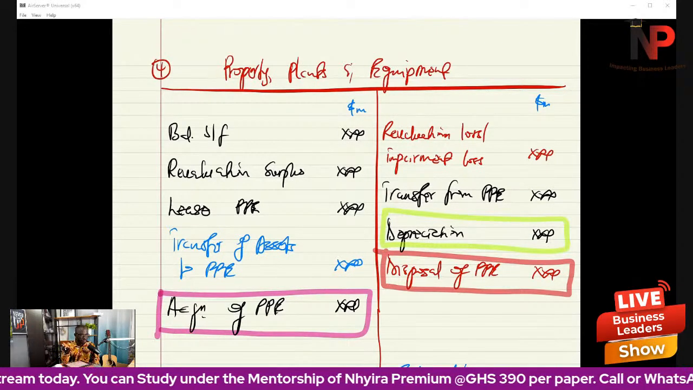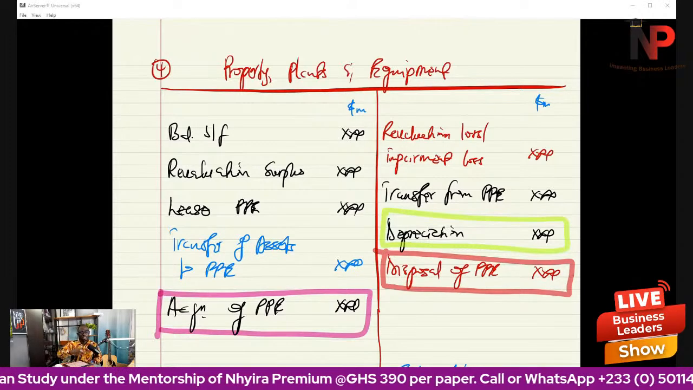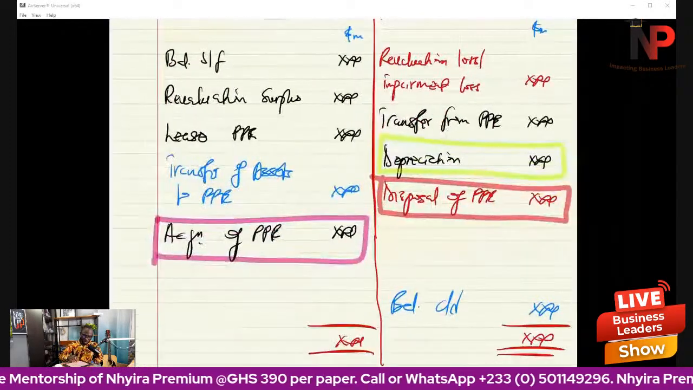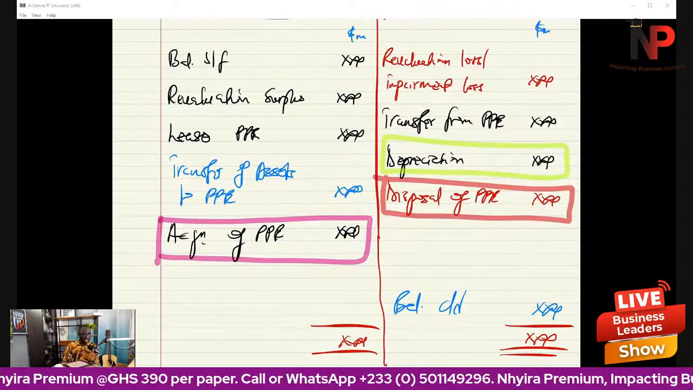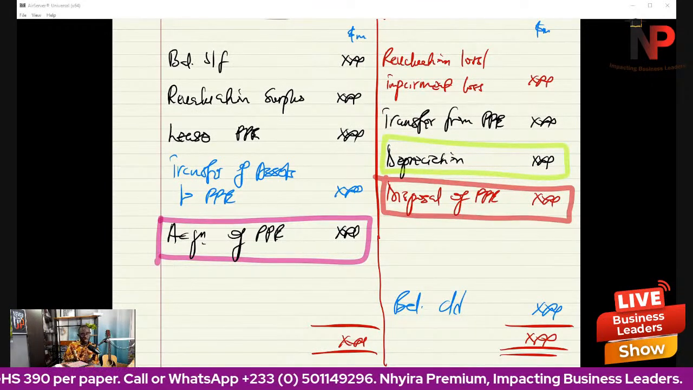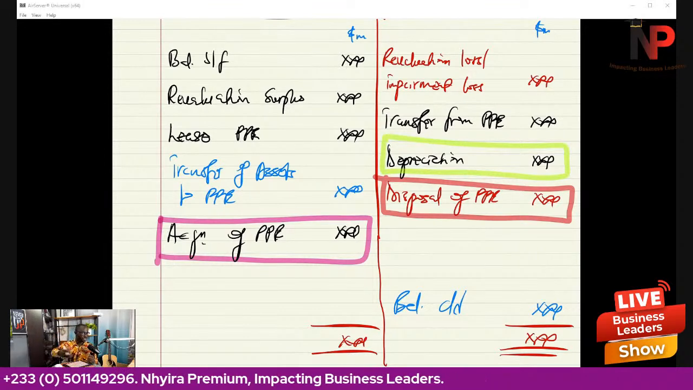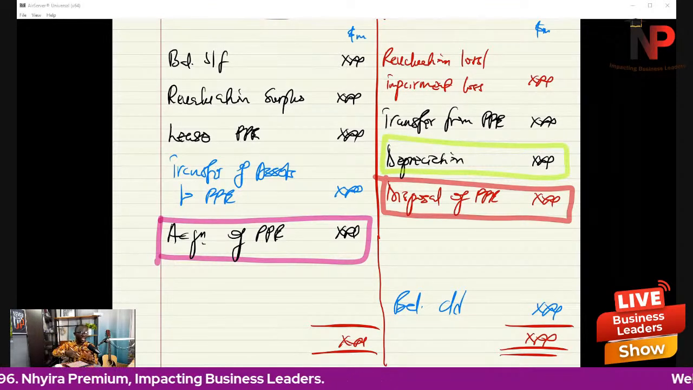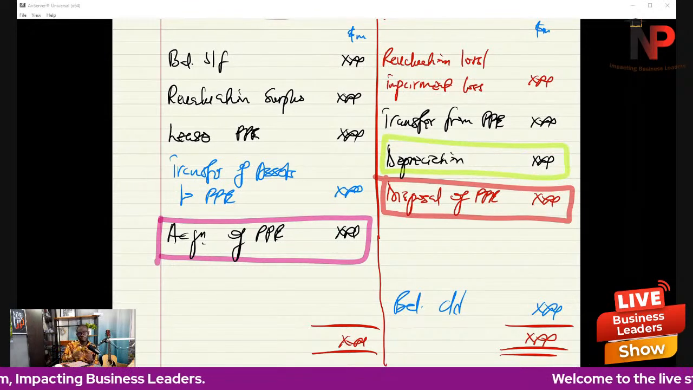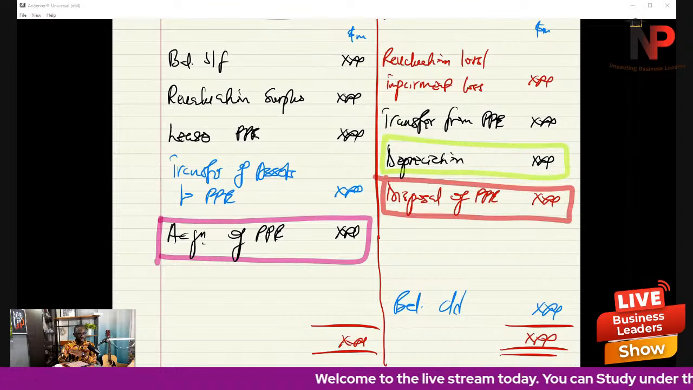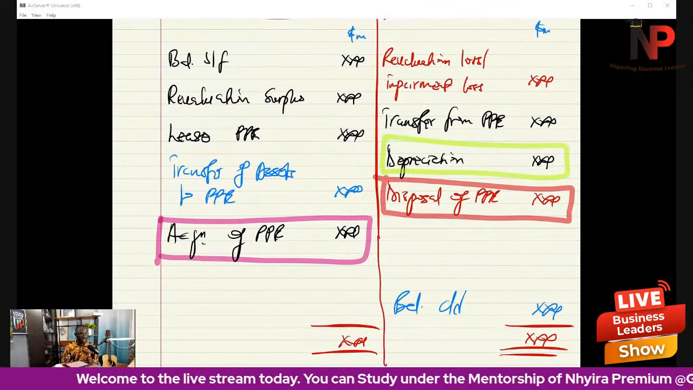What does that mean? In other words, the examiner can tell us directly in the notes that during the year the entity acquired X amount of PPEs. Then you put it on the debit side. During the year, depreciation charge was Y amount. You put it on the credit side. Then when you balance the account, the debit side will be more than the credit side. So the balancing figure will become disposals of PPE, the carrying amount for the disposal of PPE.